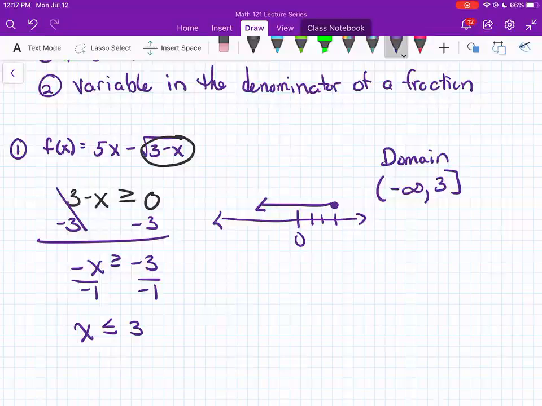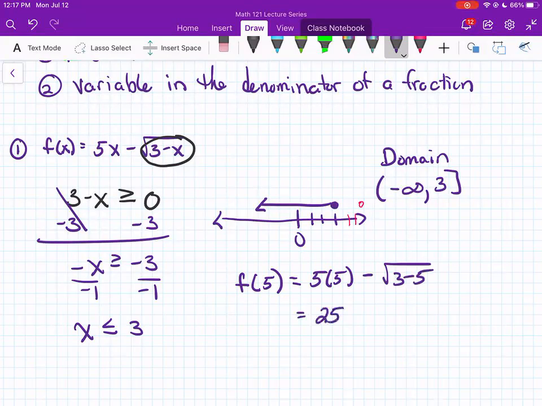I can then check this. For example, if I plug in and try to evaluate the function at 5, 5 is not in the domain. 5 is out here, and so the function should not have a value. When I plug 5 in, I have 5 times 5 minus the square root of 3 minus 5, which gives me 25 minus the square root of negative 2. And we know we can't take the square root of a negative number, and as suspected, the equation does not have a value at 5.